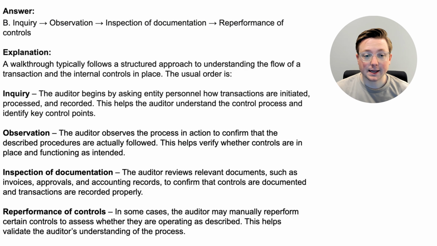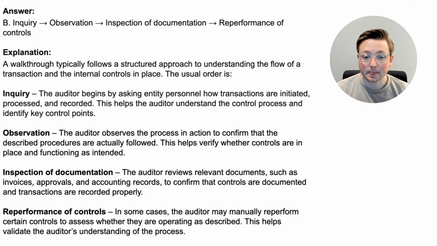Okay, here we are at the answer, B: inquiry, to observation, to inspection of documentation, to reperformance of control. So let's walk through this. A walkthrough typically follows a structured approach to understanding the flow of a transaction and the internal controls in place. The usual order, in order, is this. First is inquiry. The auditor begins by asking entity personnel how transactions are initiated, processed, and recorded. This helps the auditor understand the control process and identify key control points.